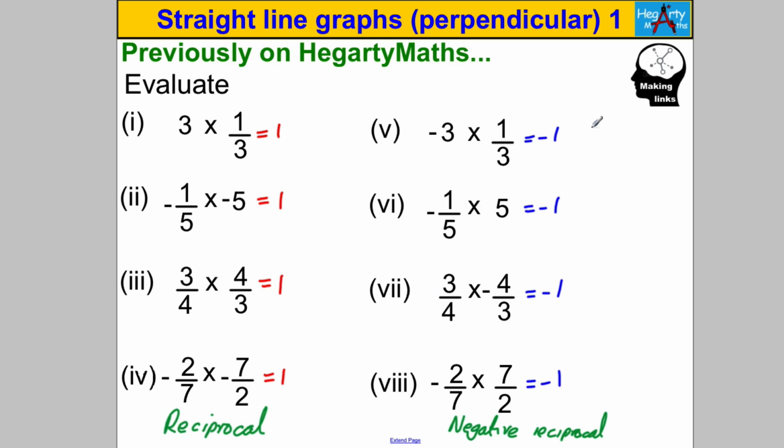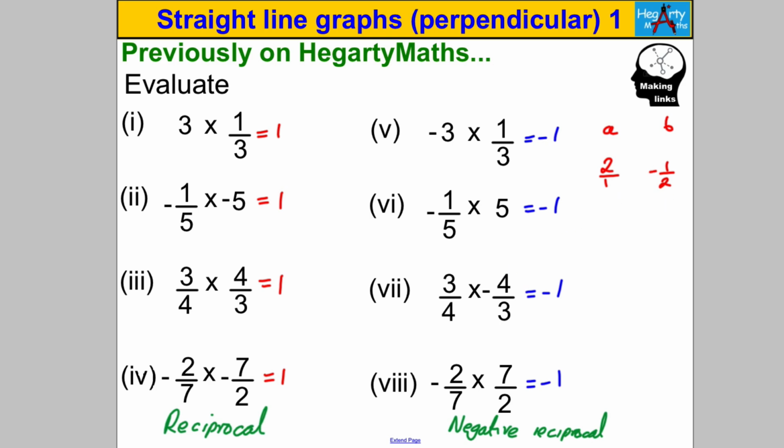Now, if I gave you a number and asked you for the negative reciprocal, say I gave you 2, how would you work out its negative reciprocal? Well, you would think of its normal reciprocal, which is 1 over 2, or you could think of 2 as 2 over 1. Flip it, get 1 over 2, and make it negative.